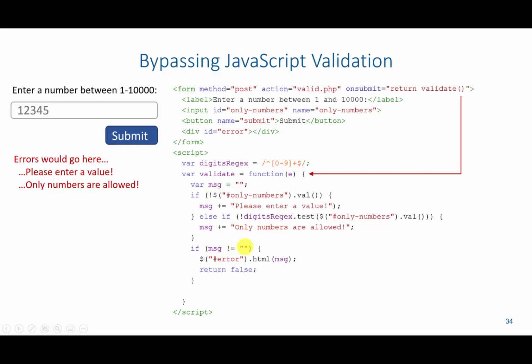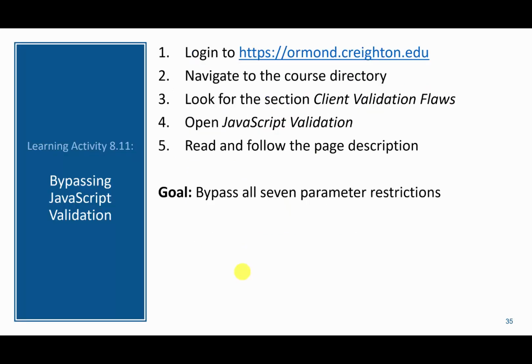And then if there is a message, we're going to display inside of the error the message that was returned. And then we'll return false, which means that we will not allow the form to be submitted. Otherwise, we will return true, meaning that the form will be submitted and go through. So what I want you to do is use the ZAP browser to be able to bypass this JavaScript validation.